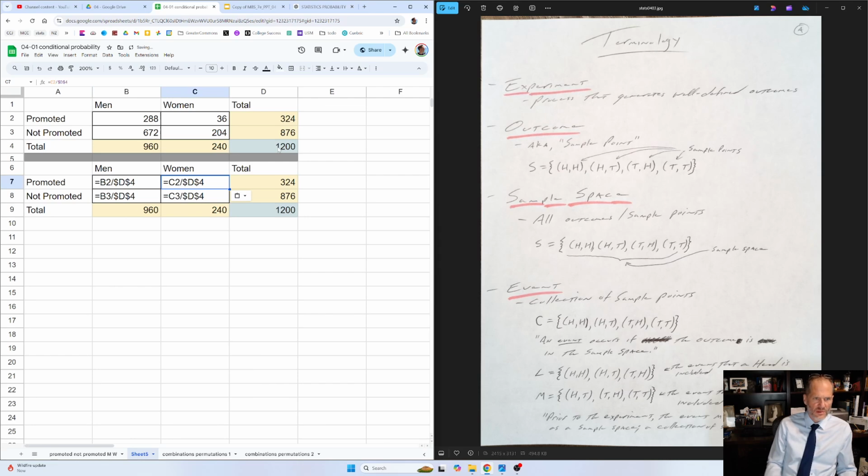If you look at all those formulas, this one takes this number here and divides by D4, 1,200. It takes this number here, B3, row 3, column B, and divides by 1,200. Column C2, this is row 2, column C, 36 divided by 1,200 is what this one does. And this one's 204 divided by 1,200. So if I look at that, I get those numbers, and I could copy these all the way down.